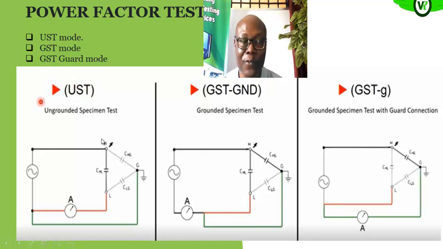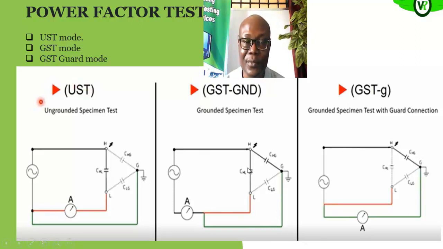So if you look at the different modes of tests that we have, if you are doing the ungrounded specimen test, as you see on the left side of your screen, because you can see the connection of the ammeter, whatever is flowing through this line from the high to low is what you are going to measure. That will give us an idea of the power factor of the insulation, the dielectric strength, so to say, of the insulation between the high voltage and the low voltage side.